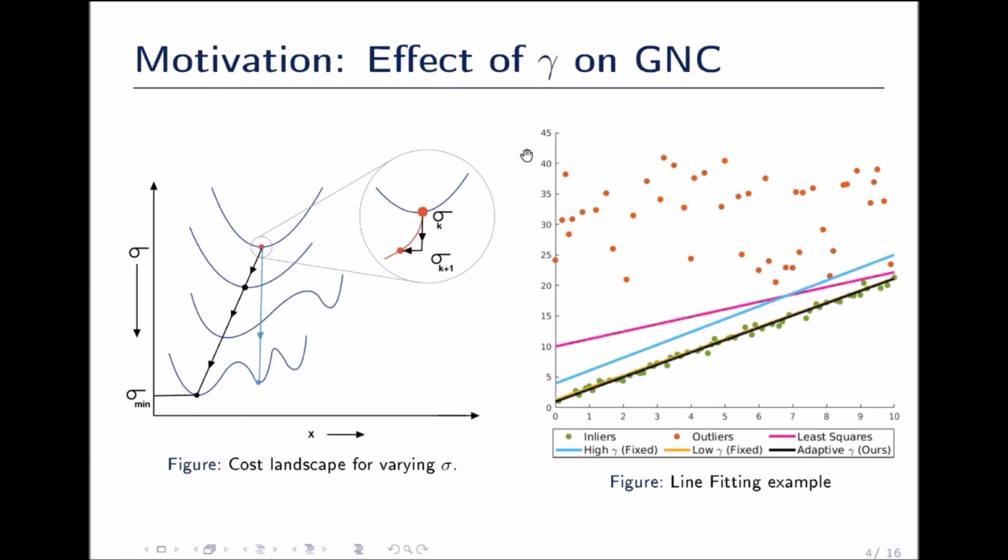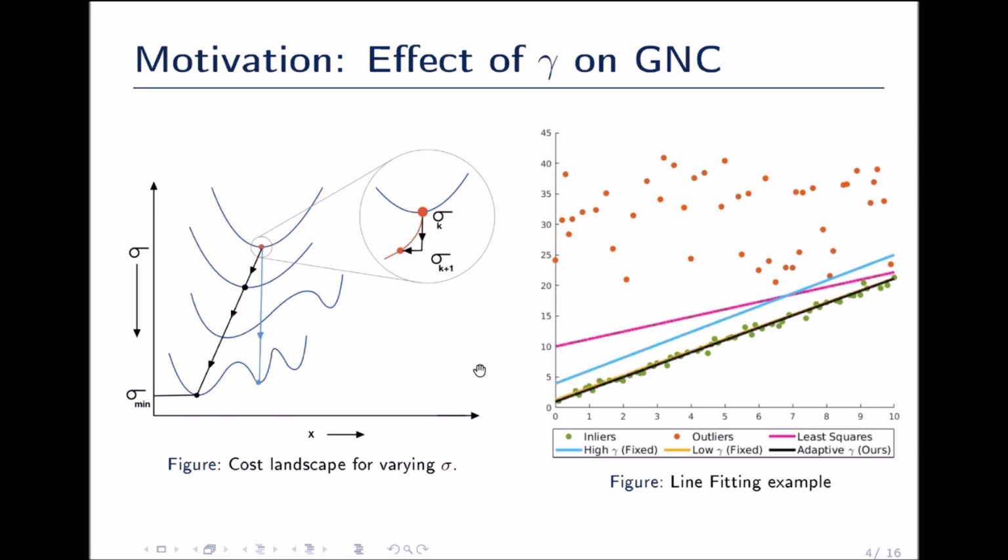Consider the example of line fitting in the presence of inliers and outliers, represented by green and orange circles respectively in the right figure. The non-robust least square solution is shown by the magenta line. Using a large gamma leads to aggressive annealing, wherein we reach the desired sigma min in fewer stages, but there is a risk of jumping from one minima basin to another, resulting in poor accuracy, as shown by the sky blue lines in both the figures.